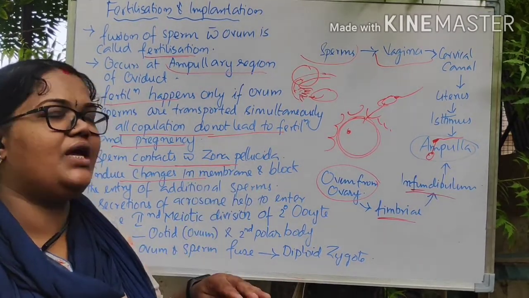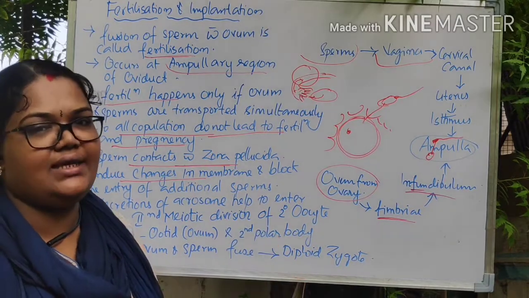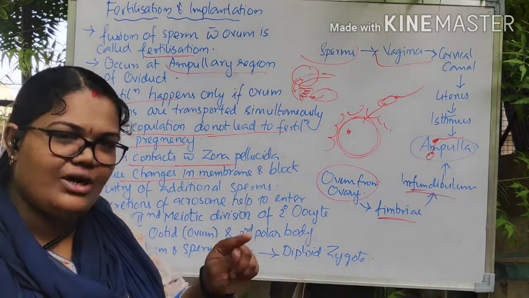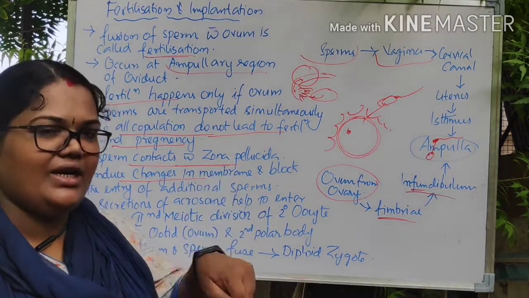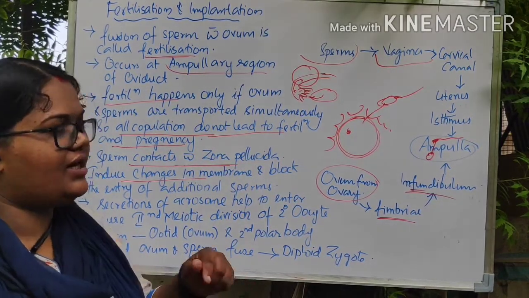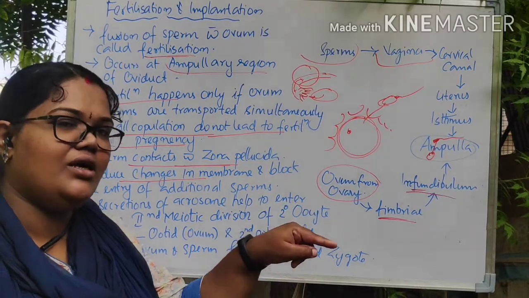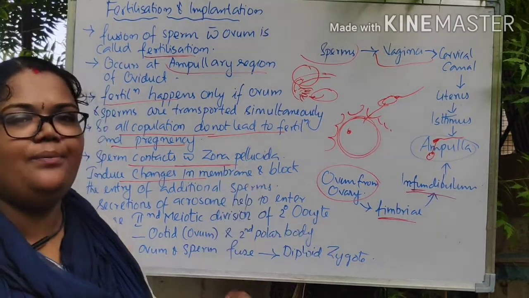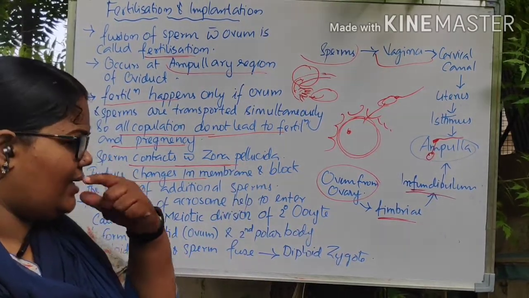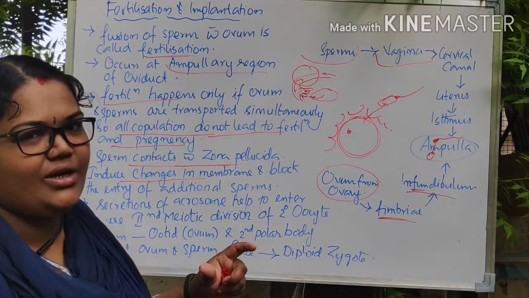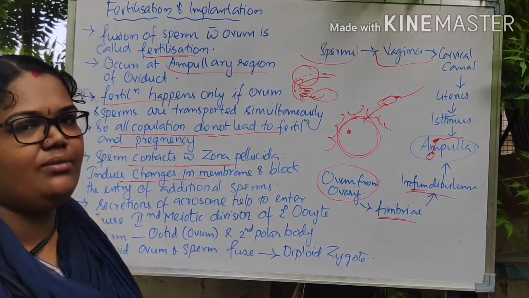Because the acrosome contains a lot of hydrolytic enzymes, right? So it will hydrolyze the different layers of membrane: the corona radiata, the zona pellucida and the vitelline membrane, and will go inside the ooplasm and fuse with the genetic nucleus, right? So that now the secondary oocyte can complete the second meiotic division.